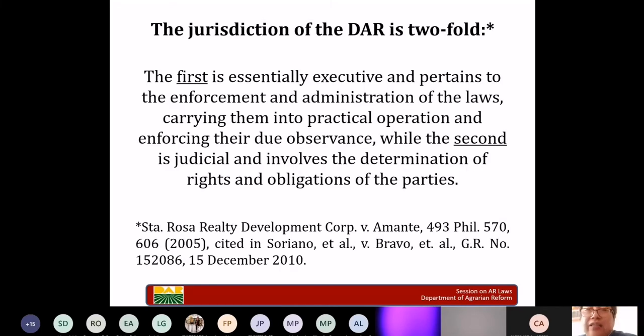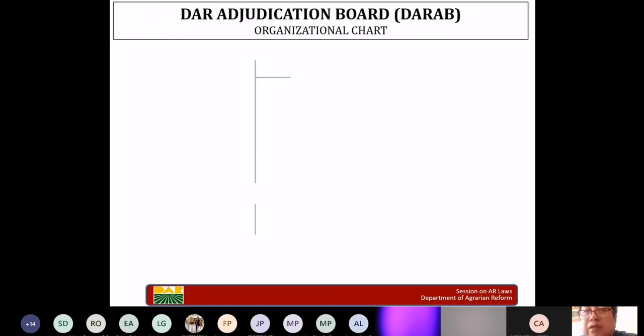So, as I already explained, the twofold jurisdiction of the DAR in the disposition of agrarian cases, I believe it was also discussed to you by ASEC Jim when he presented the ALI rules, or the agrarian law implementation cases. Now, this is the organizational structure of the Department of Agrarian Reform Adjudication Board.